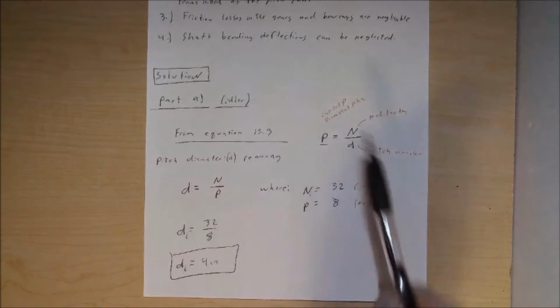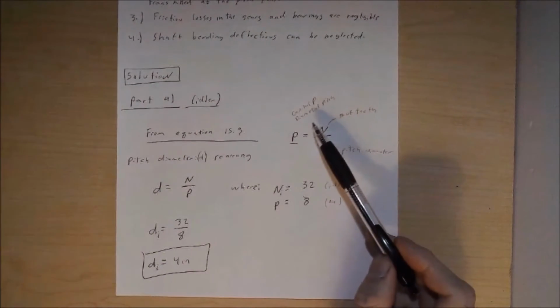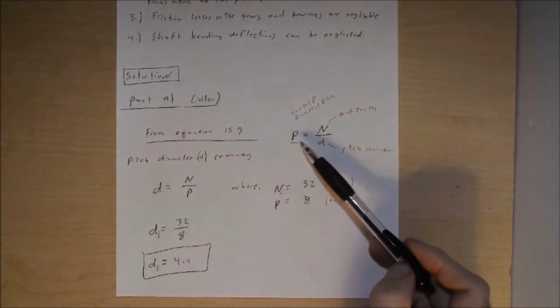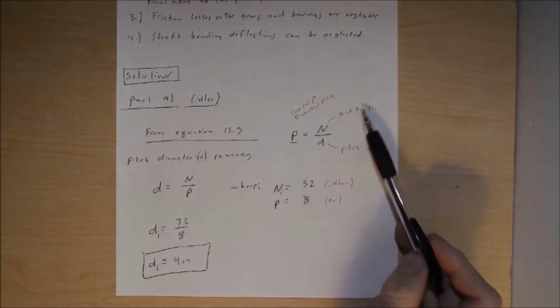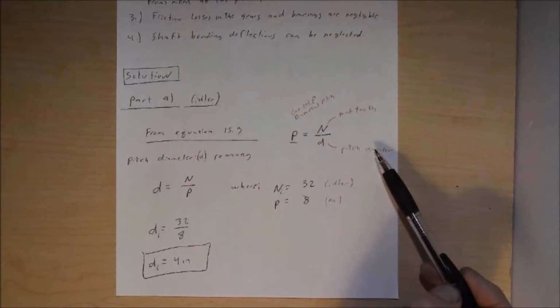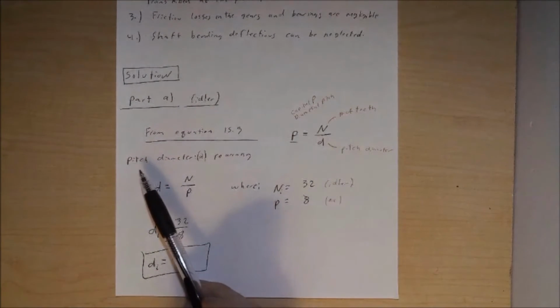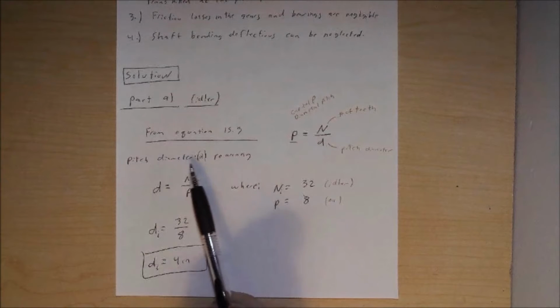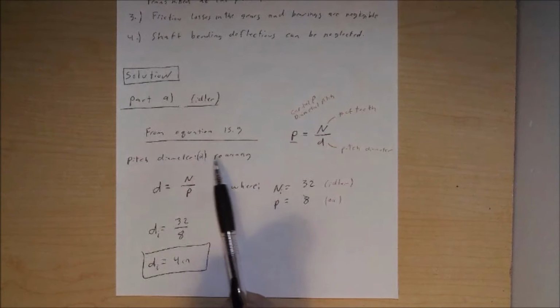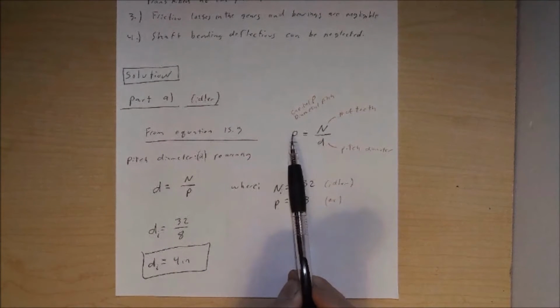we have the equation here that we have our diameter pitch here, capital P, is equal to the number of teeth n divided by our pitch diameter here. So this was given to us in our problem statement. What we want to do is solve for this pitch diameter here, lowercase d, by rearranging equation 15.3.